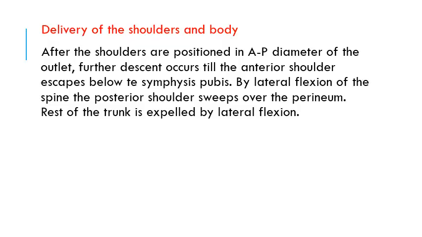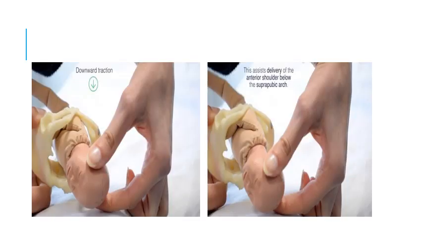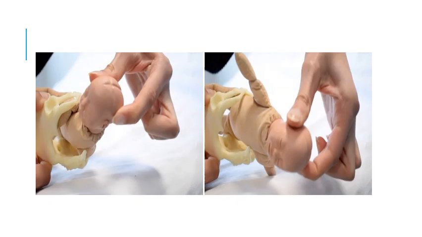Finally, we come to delivery of the shoulders and the body. After the shoulders are positioned in the antero-posterior diameter of the outlet, further descent occurs till the anterior shoulder escapes below the symphysis pubis. By lateral flexion of the spine, the posterior shoulder sweeps over the perineum. The rest of the trunk is expelled by lateral flexion. So here we can see delivery of the shoulder and then the trunk.